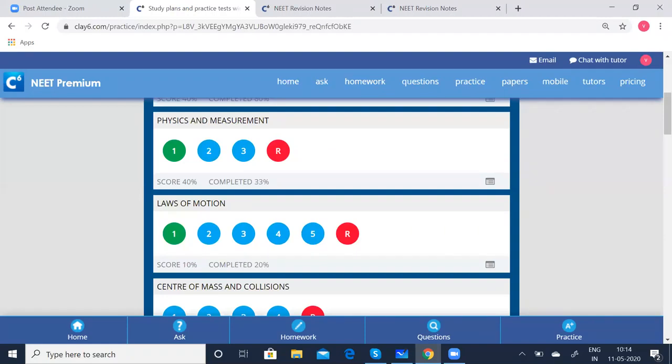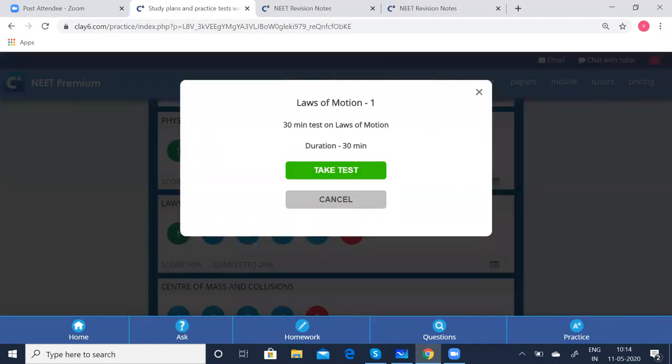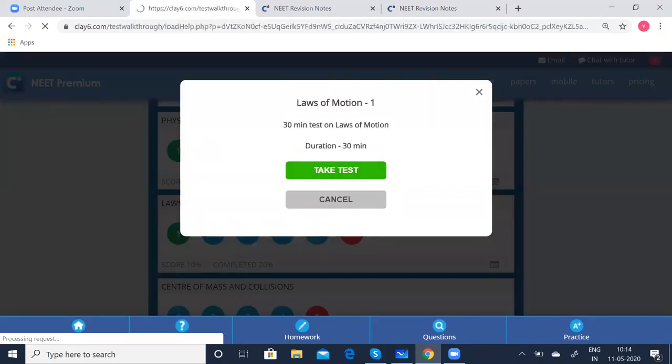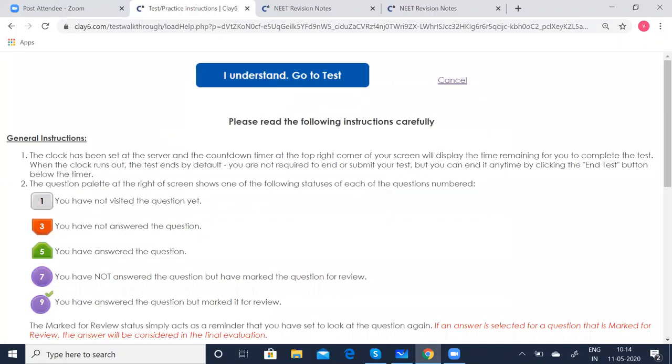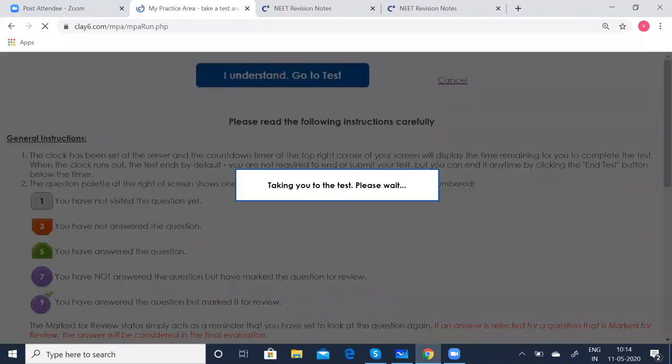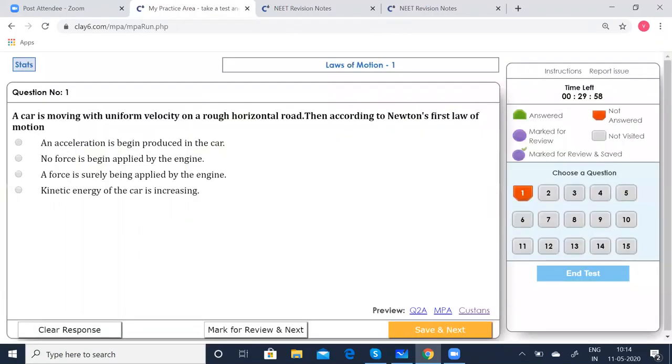Even if you have attended the test, you can take it any number of times, unless or otherwise you are thorough with the concepts. Next, I go to test. Now it opens. You can be thorough with each and every concept by attending all these tests again and again. Remember, go to the revision notes. Make sure that you're thorough with all the formulae given. It is enough if you read all the formulae.